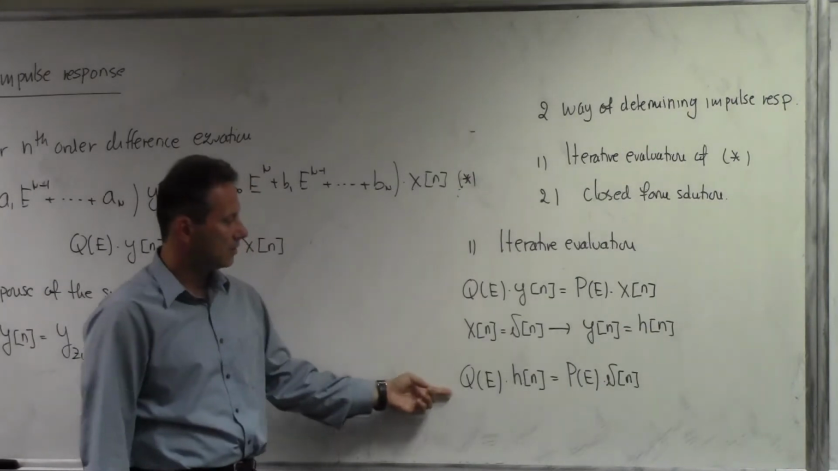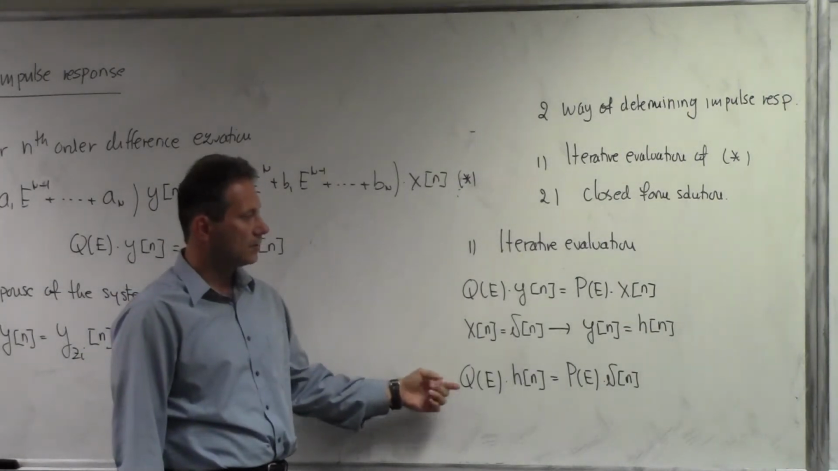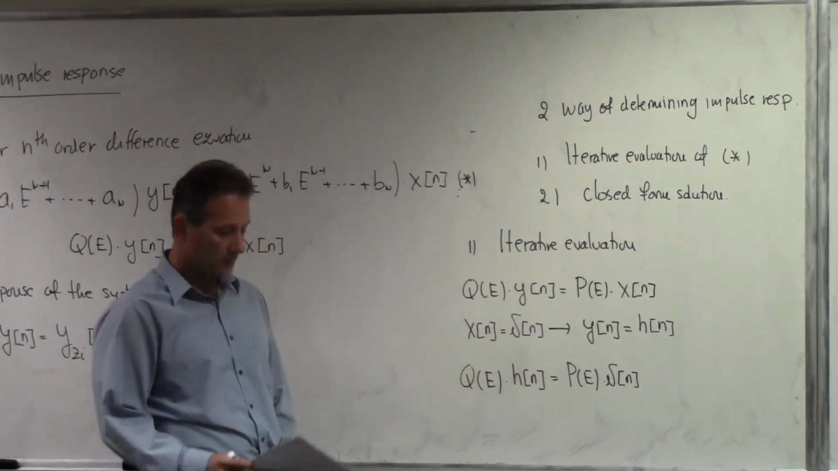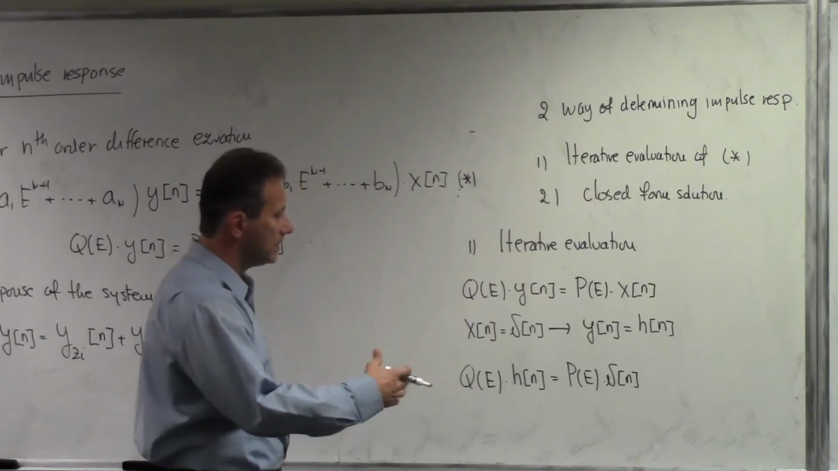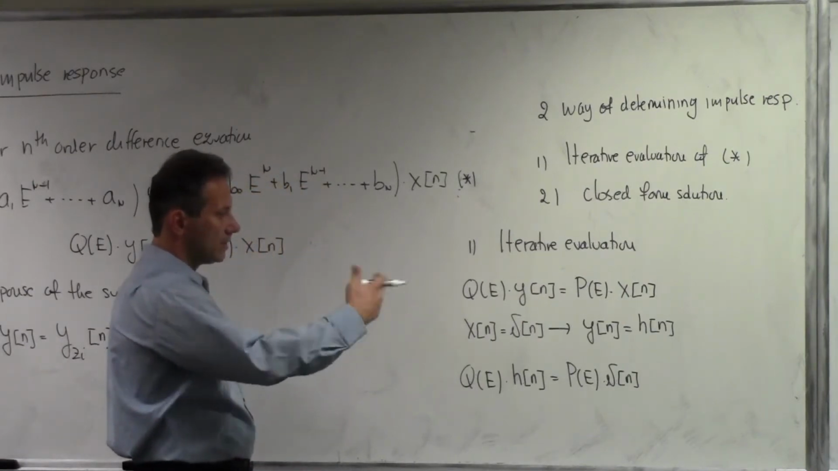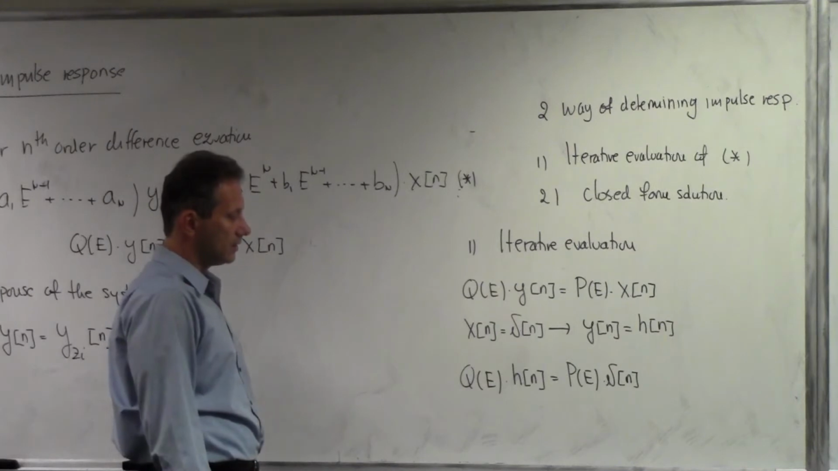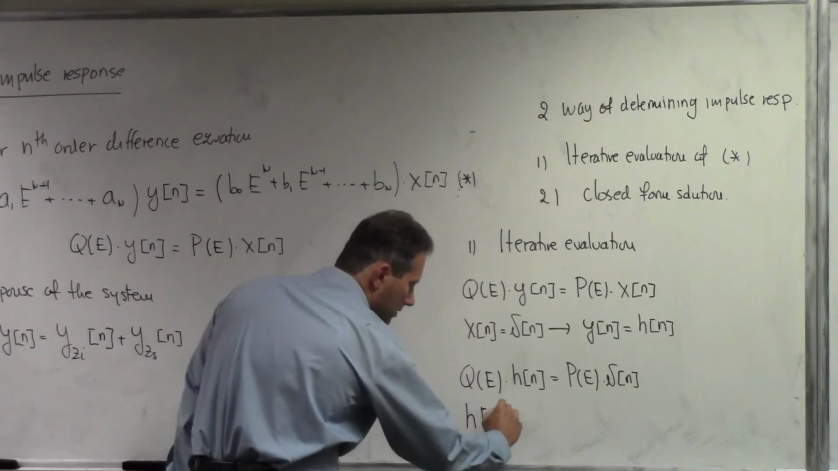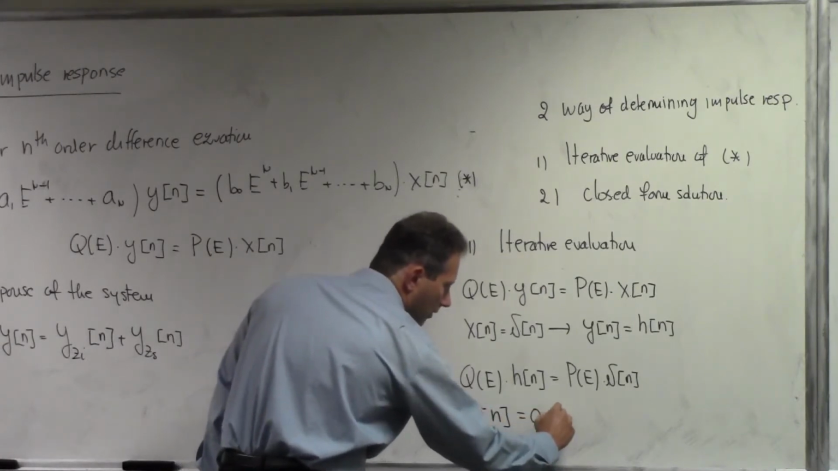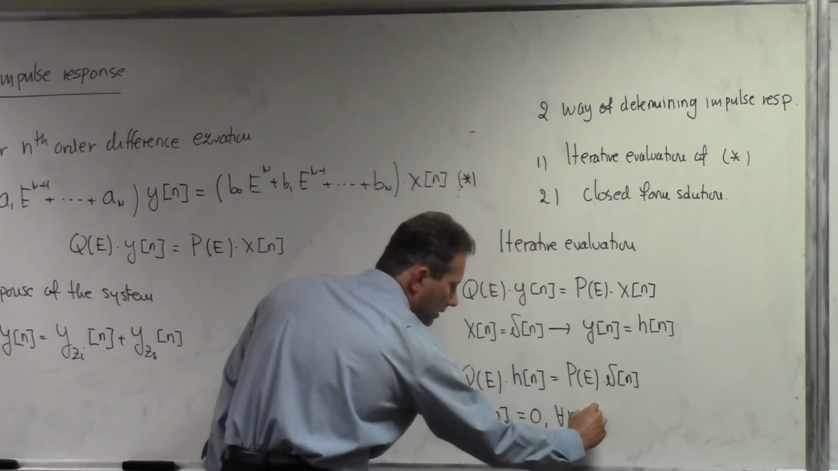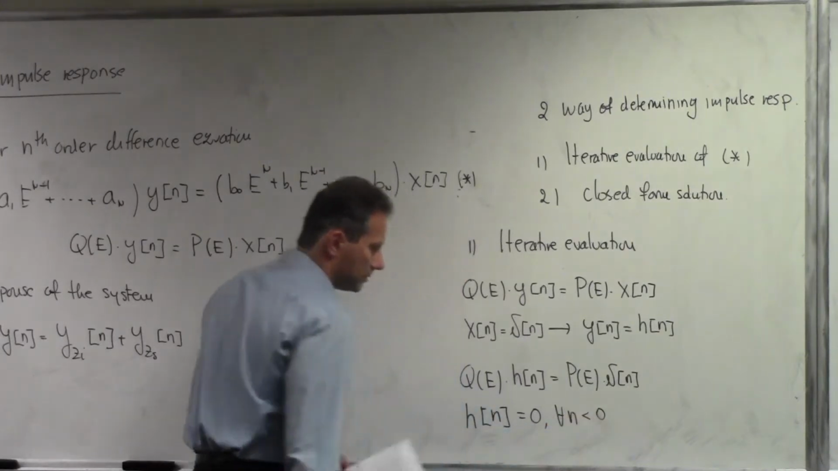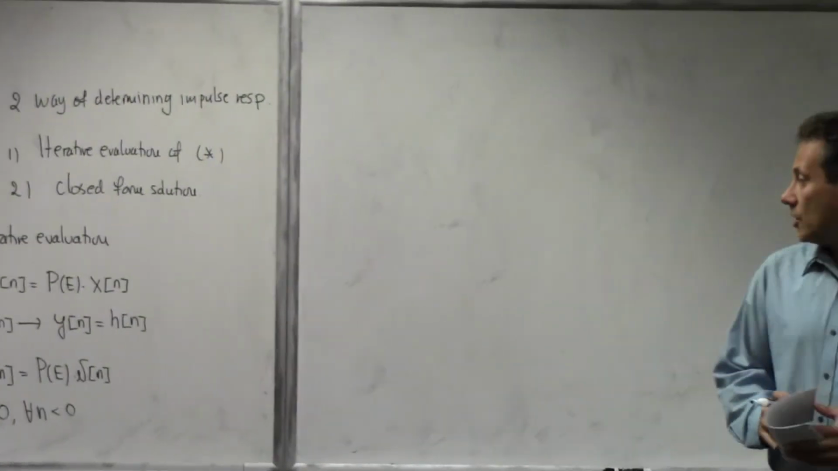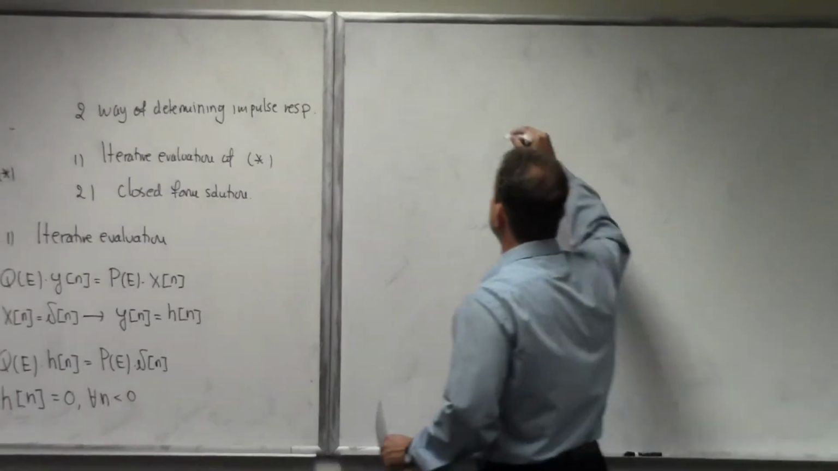Now because the polynomials are of order N, this will have N coefficients or N values for h[n] that need to be determined, and we'll have to run this through more than N iterations. But also what we know to start the recursion is h[n] is equal to 0 for every n smaller than 0, right? Subject to these initial conditions. So let's look at an example here.